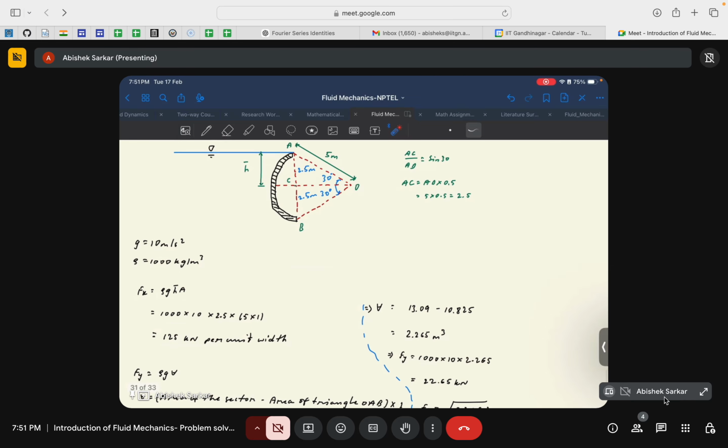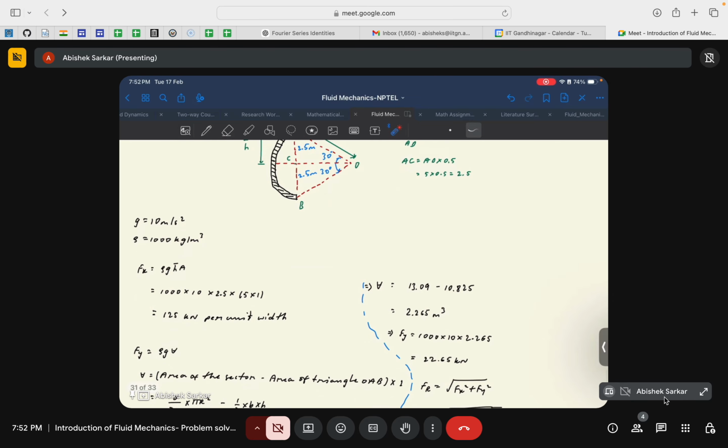Okay, the more complicated task was to find the net vertical force, that is, to find the weight of the fluid engulfed within this region. We already discussed how the hydrostatic force is evaluated for curved surfaces or curved hollow surfaces. So we assume that this curved hollow surface engulfs a fluid of this shape. Then we need to find the net mass or weight of fluid in this particular region. So we need to first find the area of this particular region. For that, the volume would be area times 1, because we are asked to take per unit width. Okay, so we'll take the width as 1.